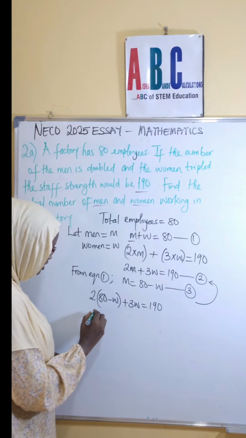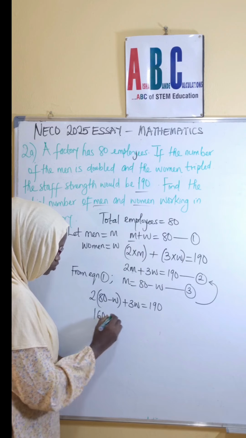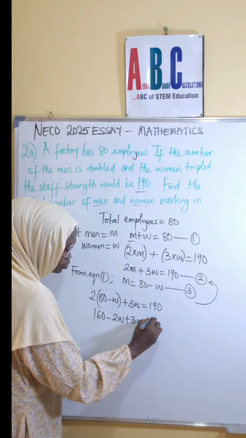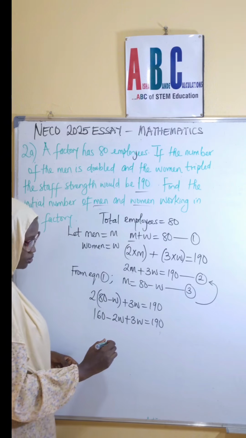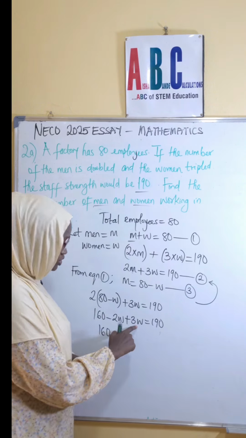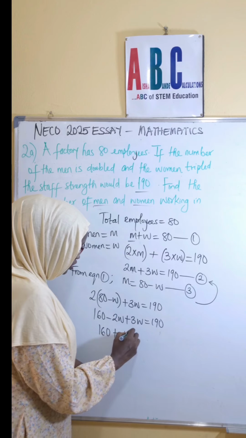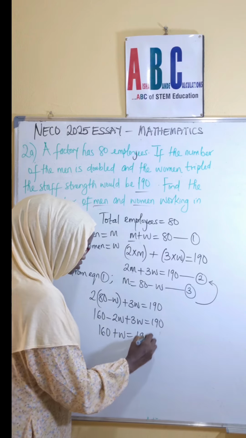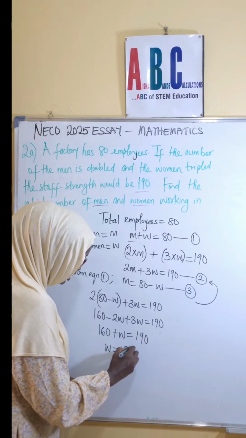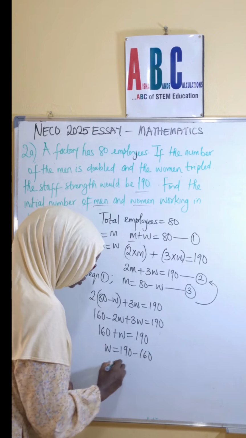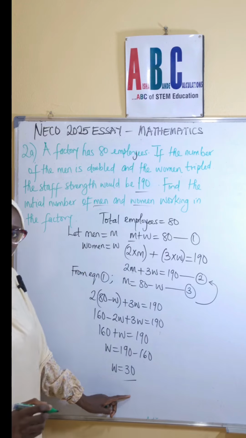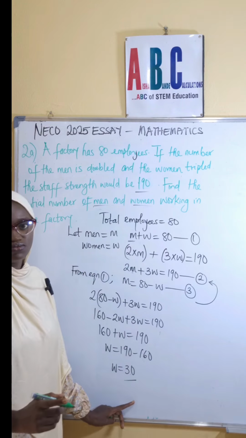So here we have 2 times 80, which is 160, minus 2 times W gives us 2W, then plus 3W equal to 190. Okay, so here we have 160 minus 2W plus 3W gives us plus W equal to 190. So we collect like terms here. We have W is equal to 190 minus 160. So that means W is equal to 30. So what this means is that the number of women in the factory is 30.